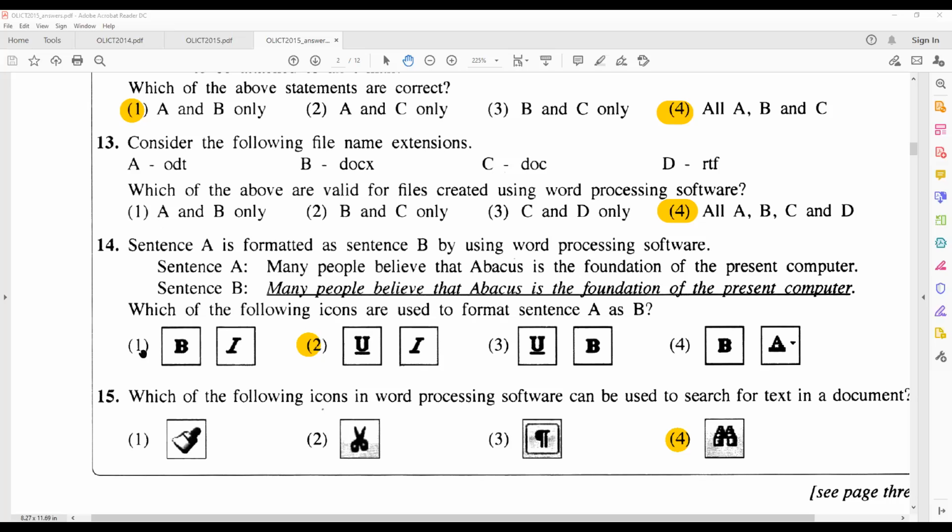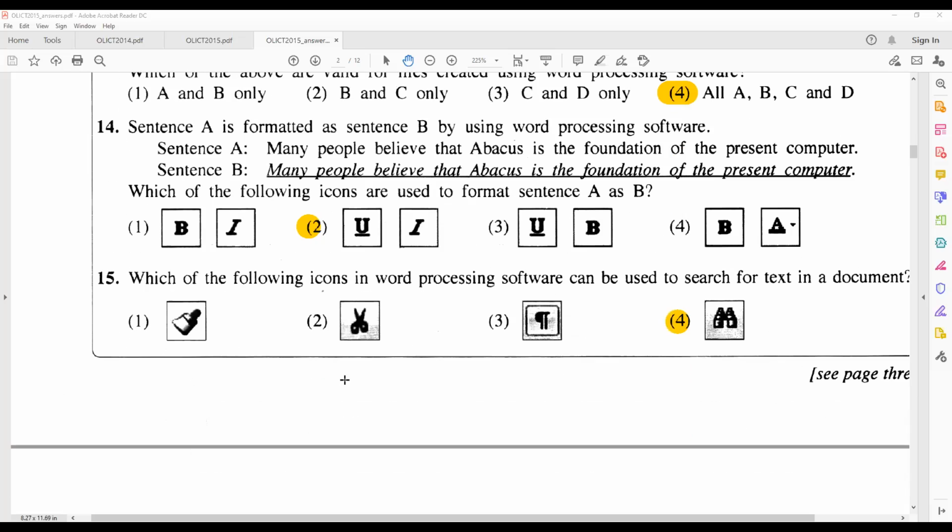Question 14 is easy. It'll use underline and italics. Question 15: which of the following icons in word processing software can be used to search for text in a document? Can you name all four in the chat? I want everyone to recognize the icons given in question number 15.